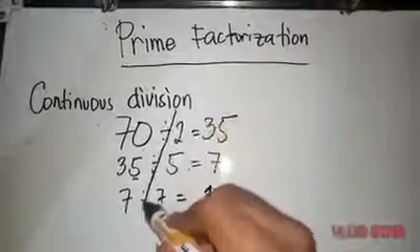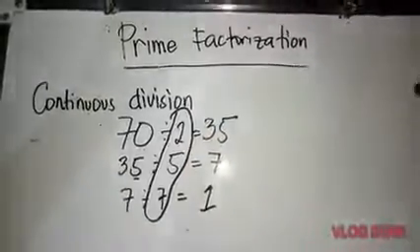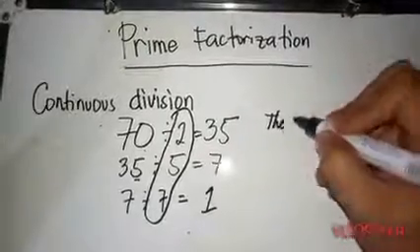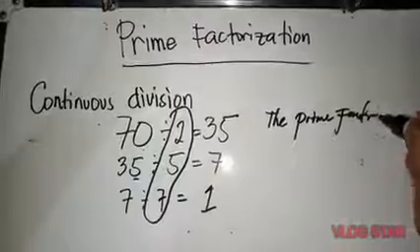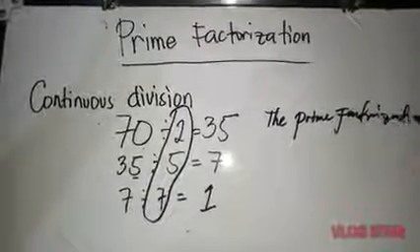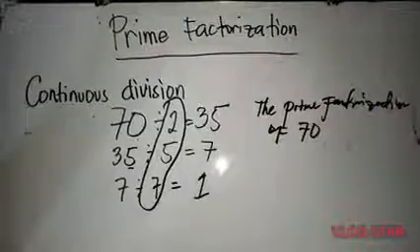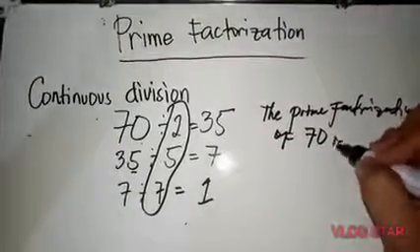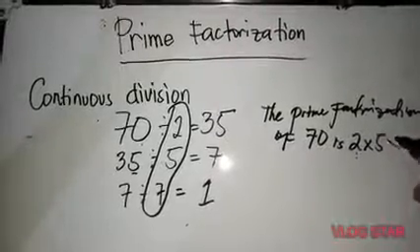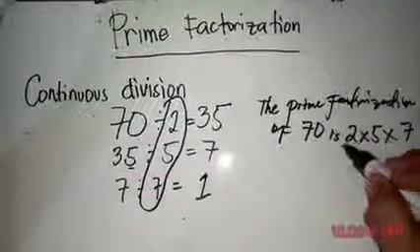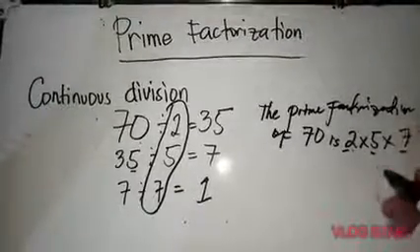So this is the prime factorization of 70. The prime factorization of 70 is 2 times 5 times 7. All the factors are prime numbers.